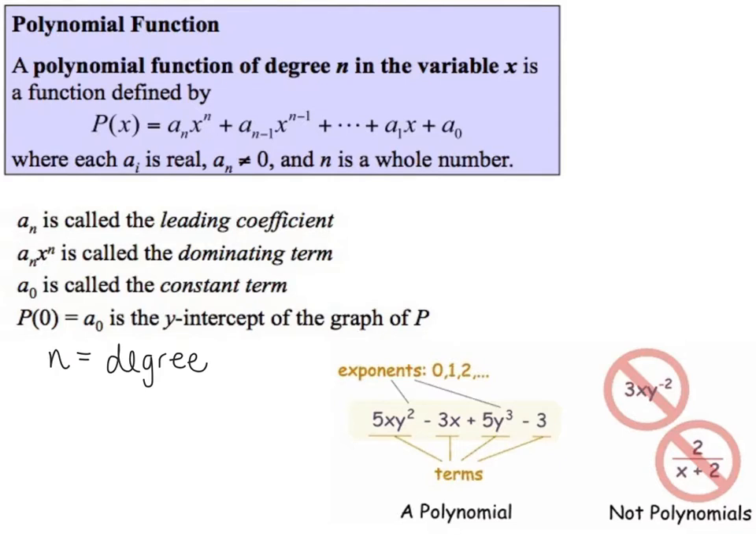All right, something else to know is that a polynomial has multiple terms. You've seen these before. And these two are not polynomials. So if there is a fraction involved, and including this negative exponent, which will turn into a fraction, those are not polynomials.